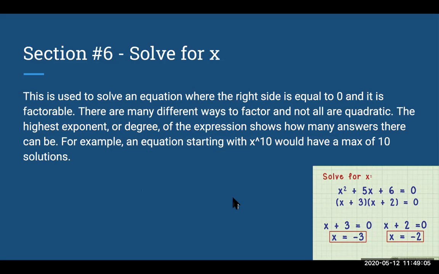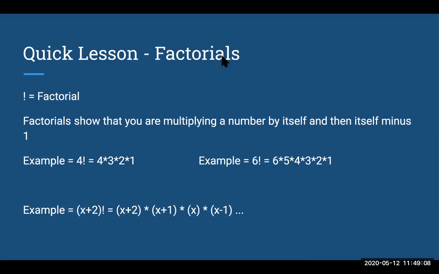Before I go to the next section, I want to quickly talk about factorials, as I don't think many of you know what they are. Factorials in math are the little exclamation point put after a number, which shows that you are multiplying a number by itself and then itself minus 1 all the way down to 1. For example, 4 factorial would be 4 times 3 times 2 times 1, and 6 factorial would be 6 times 5 times 4 times 3 times 2 times 1. This can get a little more complicated when you're using a term like (x plus 2) factorial, which will turn into (x plus 2) times (x plus 1) times x times (x minus 1), going on forever.